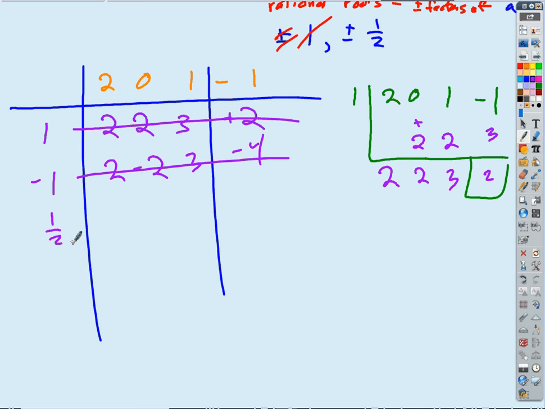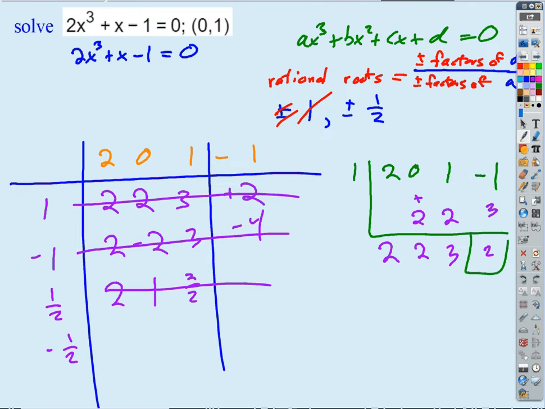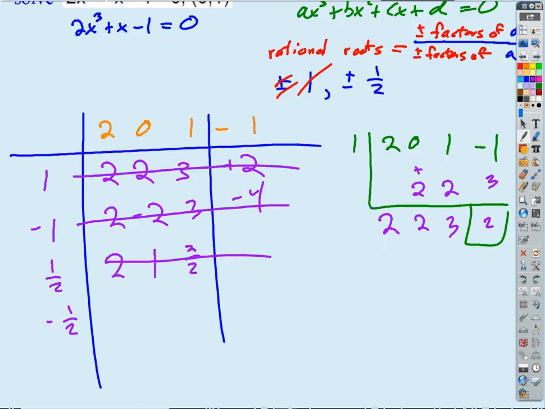So we pull down the 2, right? 2 times 1/2 is 1 plus 0. 1/2 times 1 is 1/2 plus 1 is 1/2. It's not going to work, is it? Nope. You can already see that's not going to work. So if there is a rational 0, it's got to be negative 1/2. Does that work? Oh, that's not even in our domain anyway, is it?